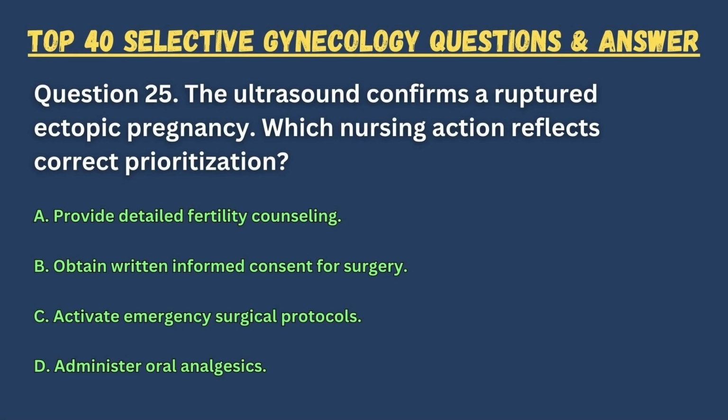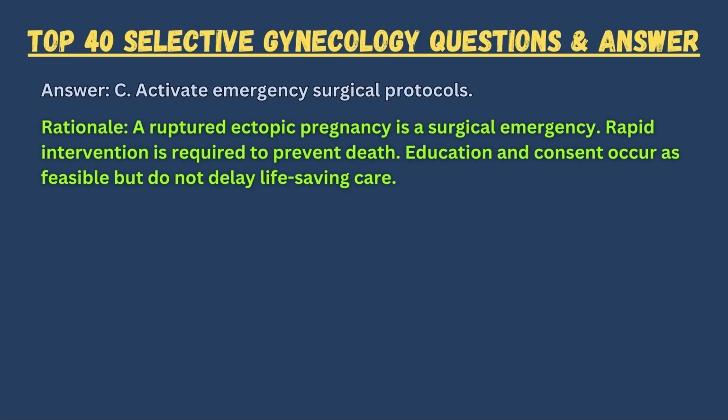Question 25. The ultrasound confirms a ruptured ectopic pregnancy. Which nursing action reflects correct prioritization? A. Provide detailed fertility counseling. B. Obtain written informed consent for surgery. C. Activate emergency surgical protocols. D. Administer oral analgesics. Answer: C.